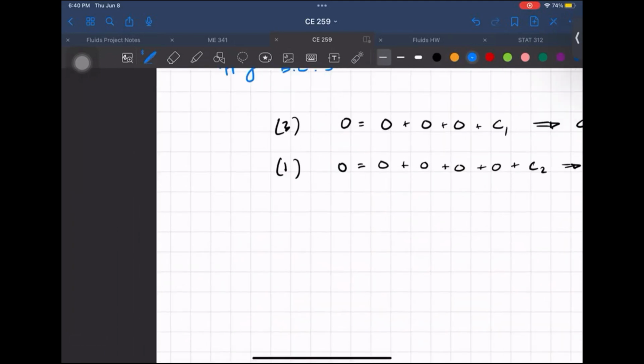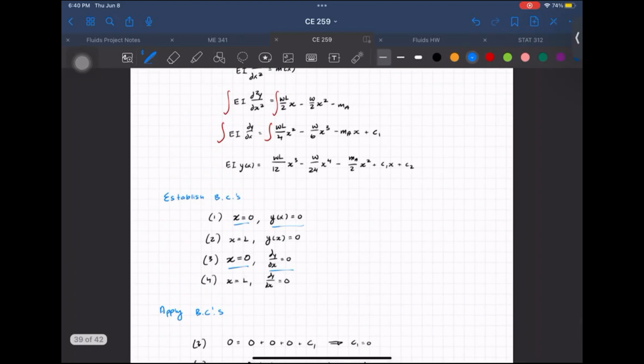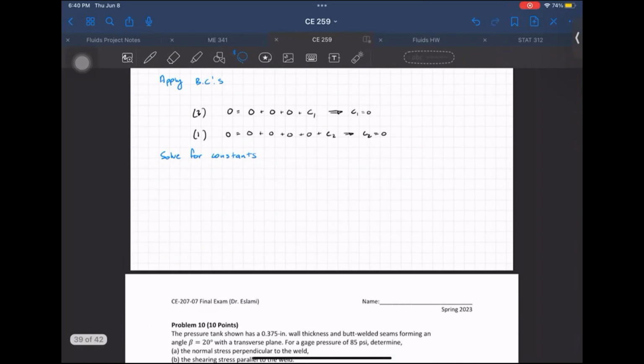So, solve for constants. We already did that. We already solved for constants. So that means that this expression that we found for the deflection ends up simplifying down to this right here.